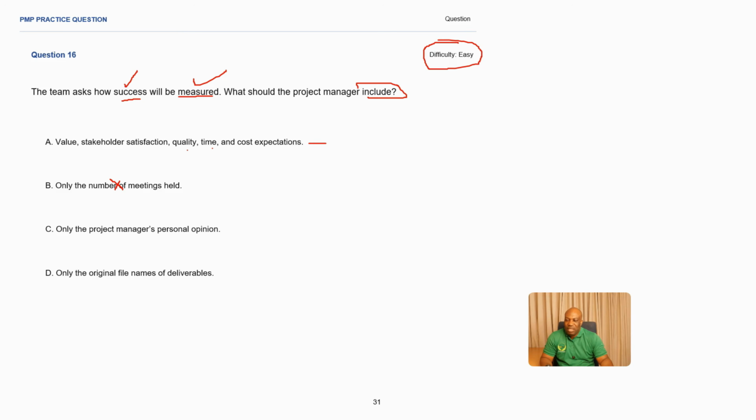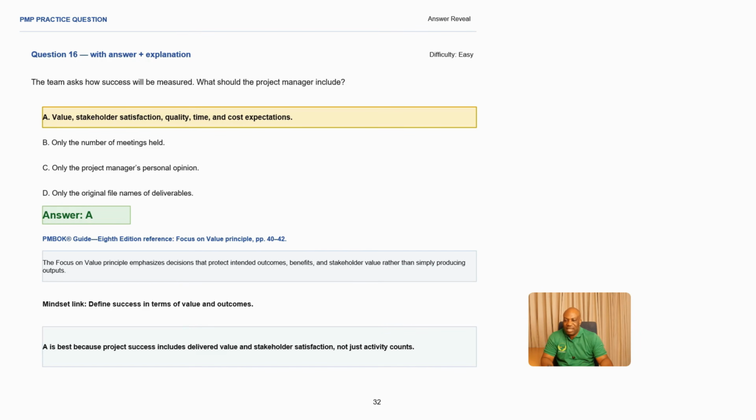Then C, only the project manager's personal opinion. This cannot be used as a measure of success, the personal opinion of a project manager. So we eliminate this one straight away. The mindset does not take the project manager as a subject matter expert. And then D, only the original file names of deliverables. So file names, they don't show success. So making A the best answer in this scenario. You need to measure success based on value, okay? Based on value, based on stakeholder satisfaction, based on quality, and also time or cost expectations. So this is the best answer in this scenario.